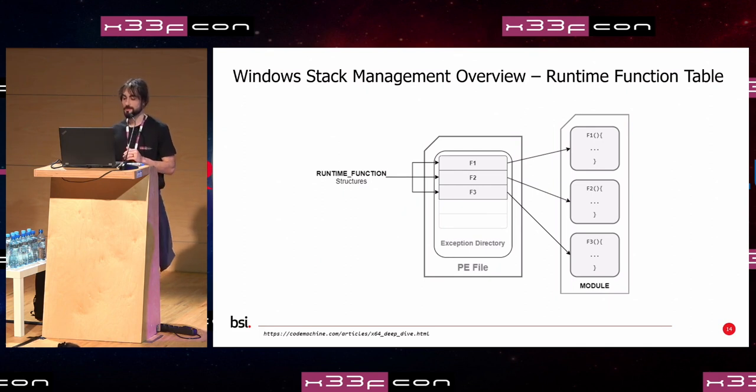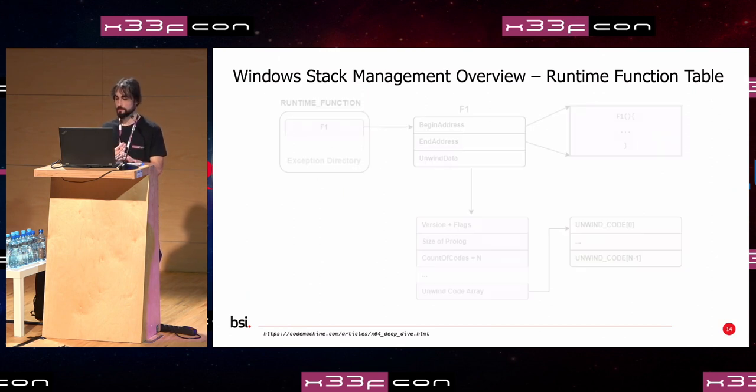There is an exception actually, because Windows also defines leaf and non-leaf functions. Of course, because this is an exception directory, it contains information about the exceptions of any function and about all the functions that allocate space on the stack. So you can infer, does every function need a stack frame? Well, no. Windows also supports what is called a leaf function. So how can I understand if a function is a leaf or not? If there is a function entry in the runtime function table, it is a non-leaf function. If there is no function entry for that specific function, well, then it's a leaf function.